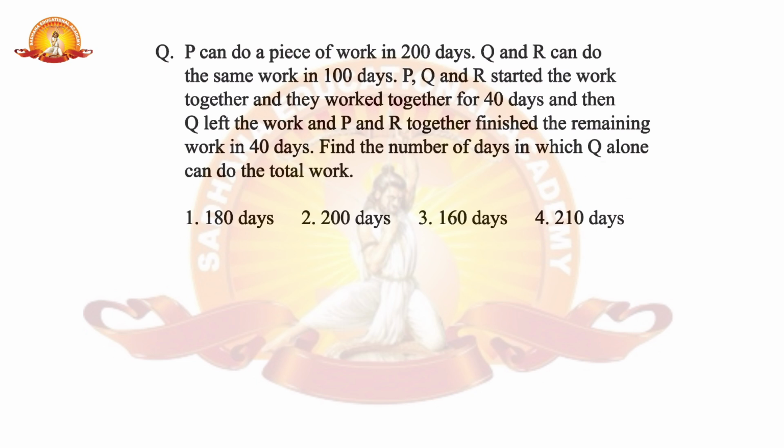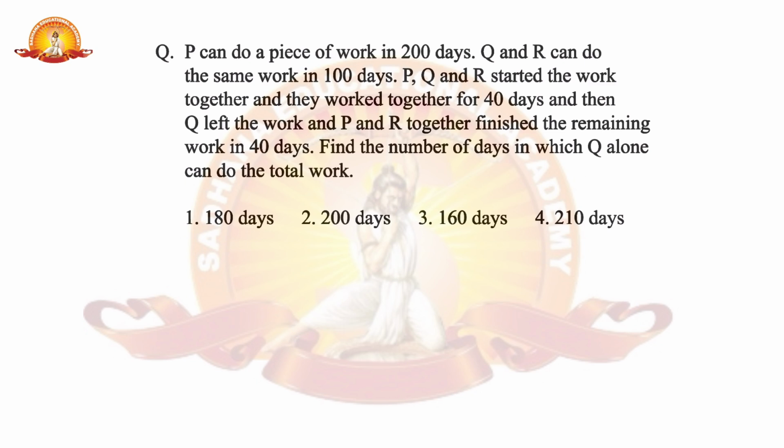Next question. P can do a piece of work in 200 days. Q and R can do the same work in 100 days. P, Q, R started the work together and they worked together for 40 days. And then Q left the work and P and R together finished the remaining work in 40 days. Find the number of days in which Q alone can do the total work.